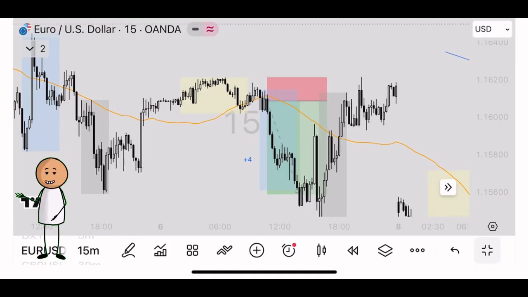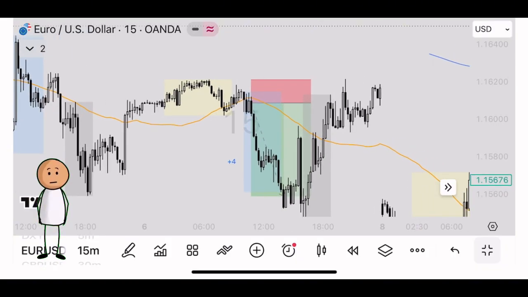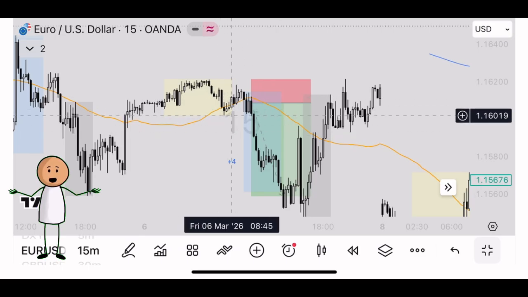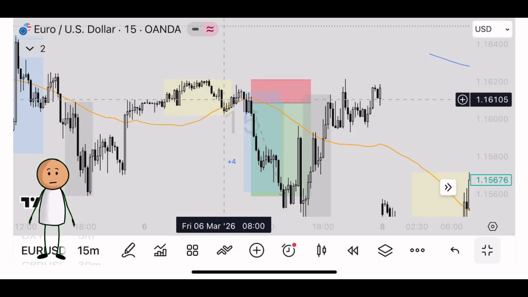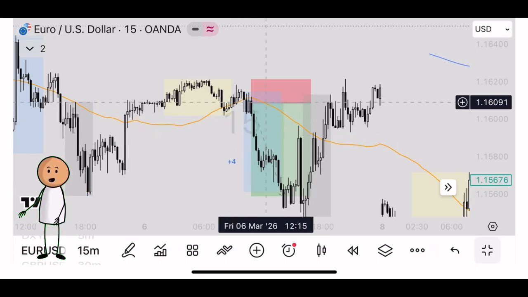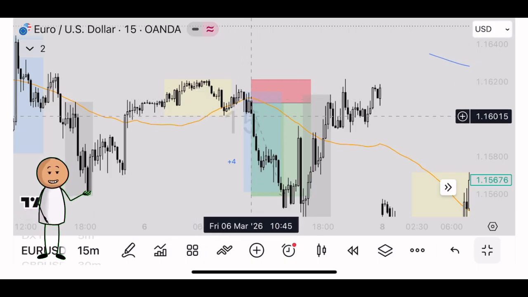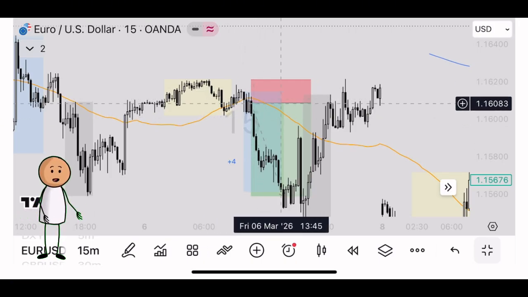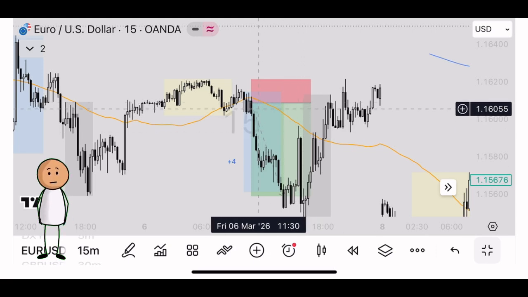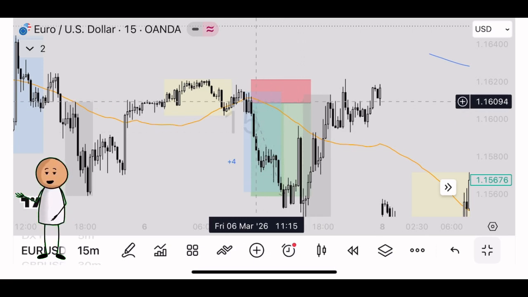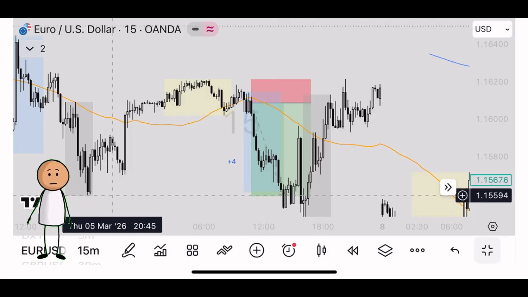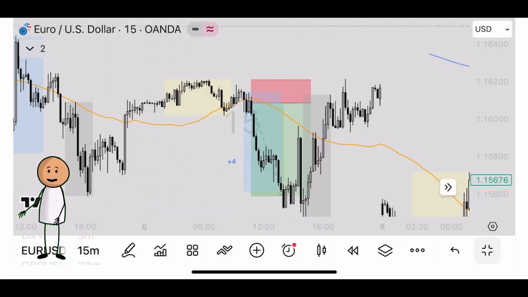So our entry came off us reacting from a, that was a mitigation, and then from the mitigation we have that fair value gap that we reacted from. Then we went below the 50 SMA, then we retested the 50 SMA to get our entry, then targeting the lows, these lows right here for a 1:4.